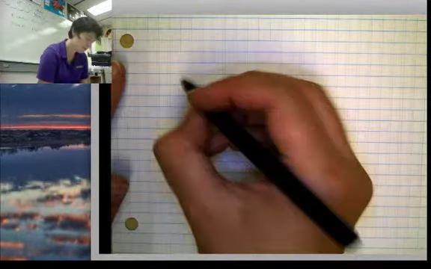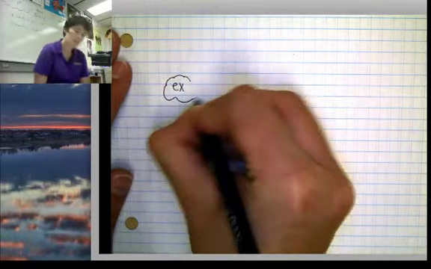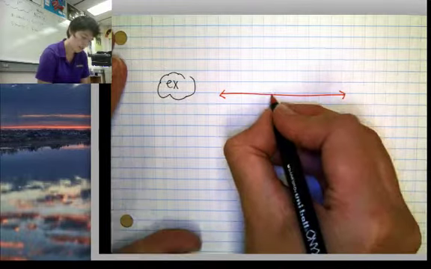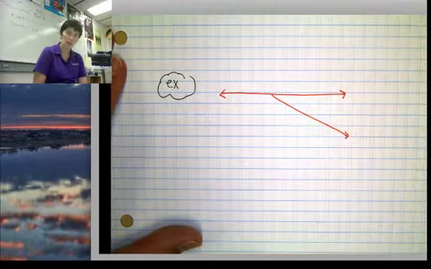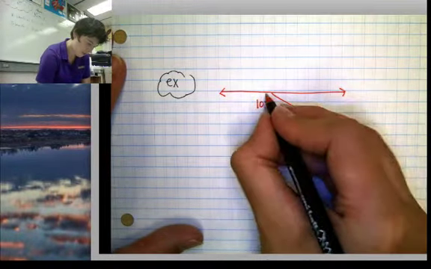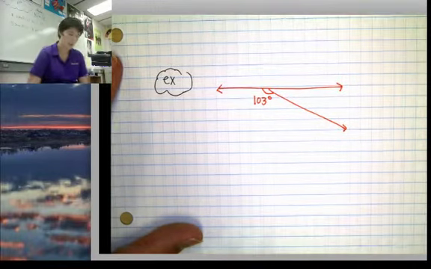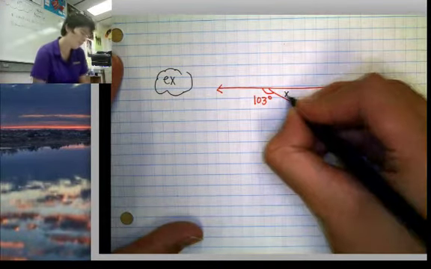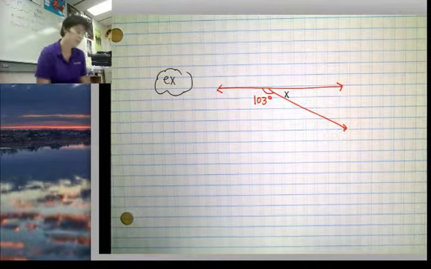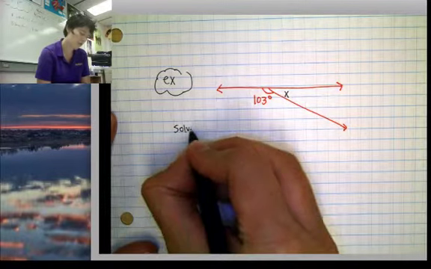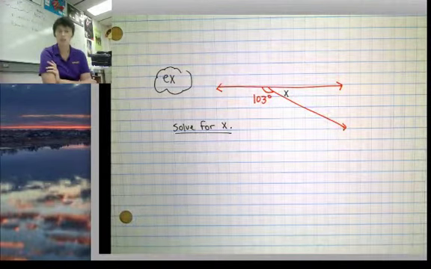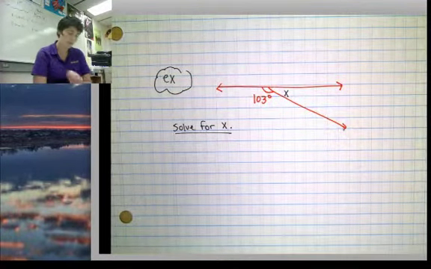So here's an example. Let's say I made up a picture and I drew a line like this and another line like this, and I told you that there's 103 degrees from here to here in that little angle, and I gave you X over here and said I don't know how big it is, and I asked you, could you figure it out? Could you solve for X? So solve for X.